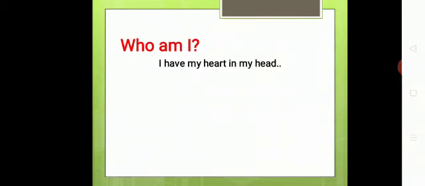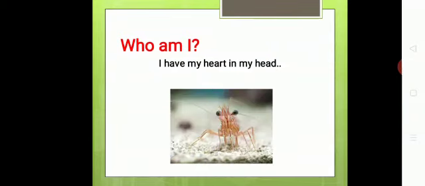Who is it? Can you guess? Have you heard about any fact like this before? This animal has its heart in its head. Can you recognize what it is? It is shrimp. So what is shrimp? Shrimp is also a kind of prawn which generally grows in seawater, but prawns are generally grown in fresh water. So this shrimp has its heart in its head.